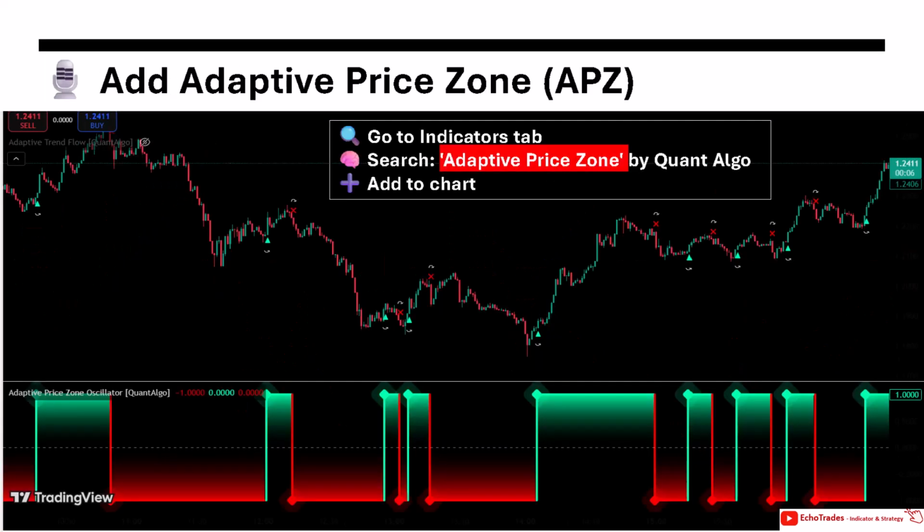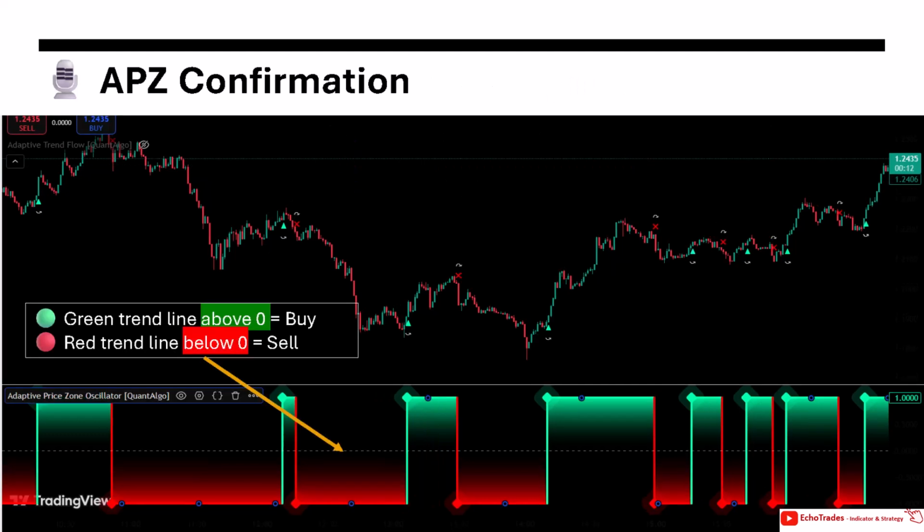Yeah, the second part of the duo, the APZ. Exactly. Adaptive Price Zone, or APZ. Its whole job here is confirmation, validating the signal from the trend flow. So it's not giving its own primary signals, it's confirming the trend flow signals. Precisely. It's providing that independent check. Is this trend suggested by Trend Flow actually solid? Does it have underlying strength? Okay, how does it show that confirmation? What are the visuals for APZ?